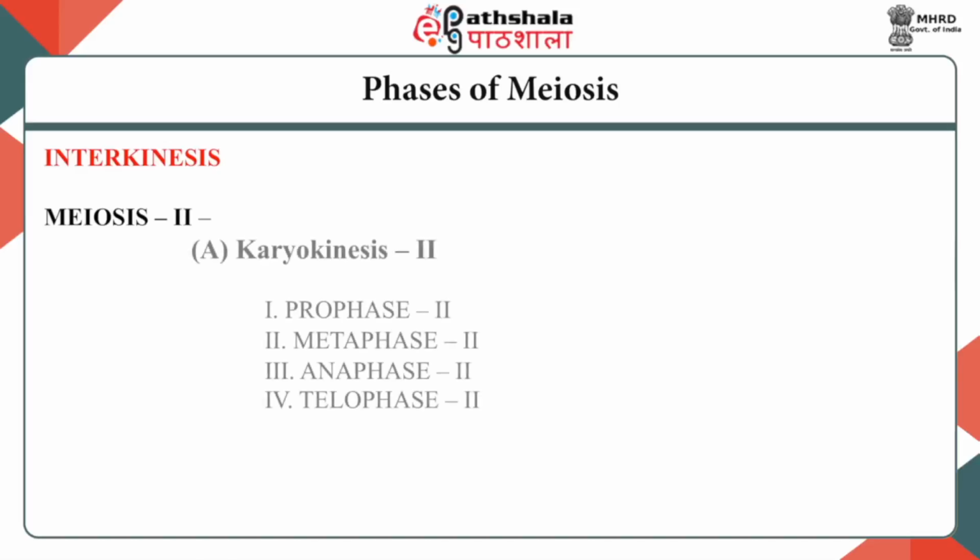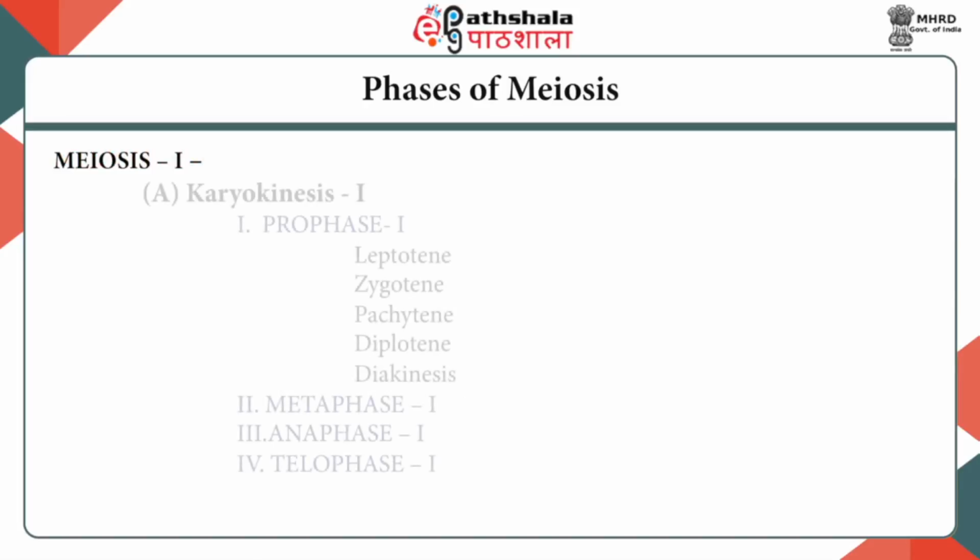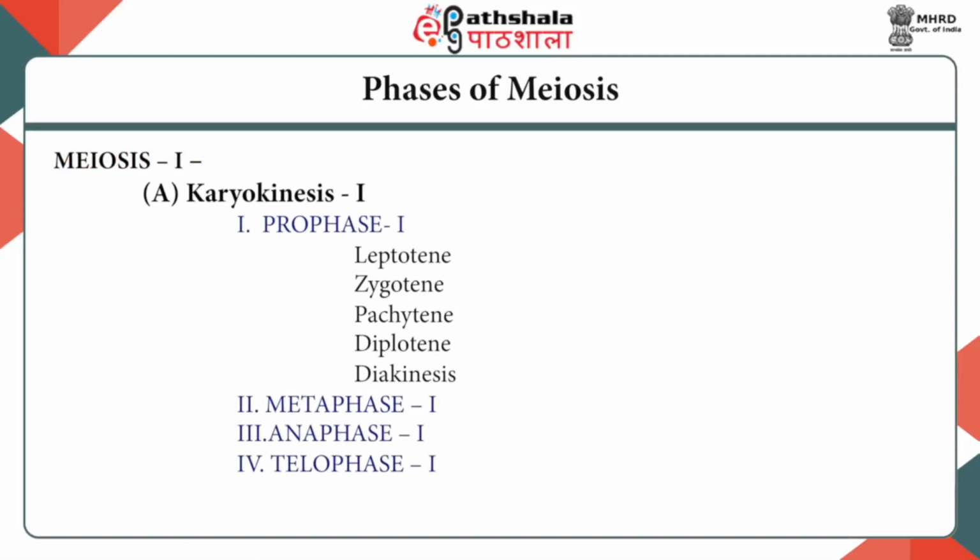So first of all, we will discuss in detail about meiosis 1. I have already discussed four phases, prophase 1, metaphase 1, anaphase 1, telophase 1, and that further prophase 1 is divided into leptotene, zygotene, pachytene, diplotene and diakinesis. Let's start with karyokinesis 1, or you can say prophase 1.